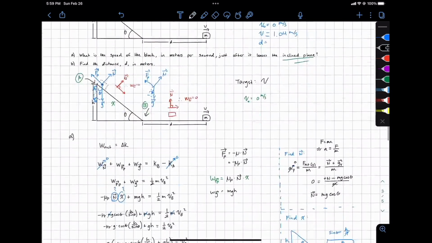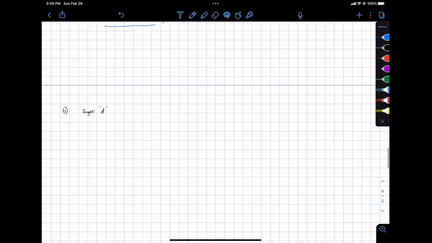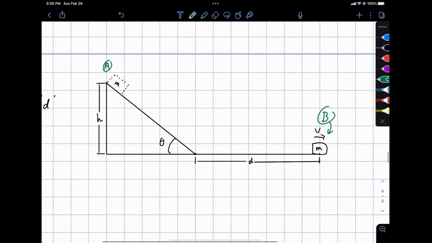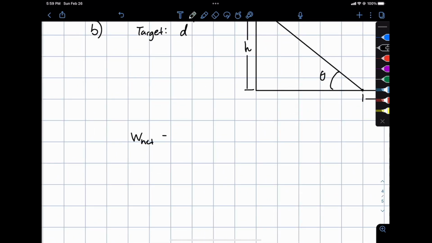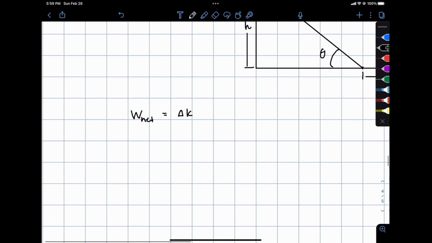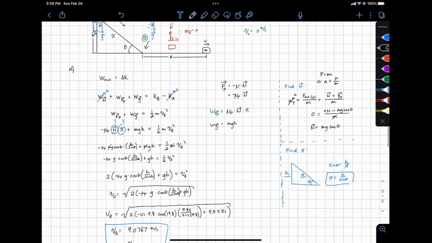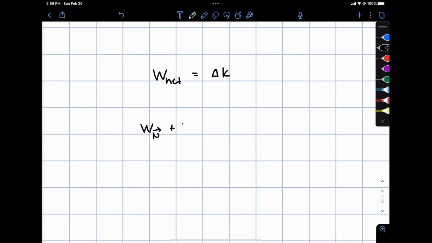Energy conservation. So let me copy this thing again. Paste it here. And let me label A and label B, right? And we can start writing it out. W net, work net equals the change in K, where the work net is basically all the work we've drawn up there, right? So work done by normal force plus work done by gravity plus work done by friction of the plane.